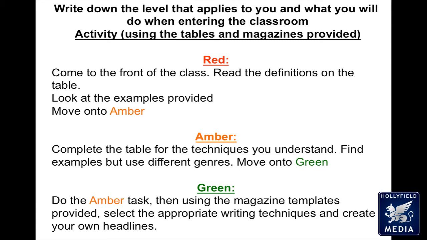So if you're in the green zone, you're going to use the magazine templates which have been provided. Then you're going to select the appropriate writing techniques and create your own headlines. So that's what you're going to do. So what I want you to do is write down the tasks that you have to do depending on which level you feel that you are at after doing your research. Remember, if you're in the green zone, you have to do the amber task first before you move on to the green task. Okay? Excellent. So that's what you're going to do.